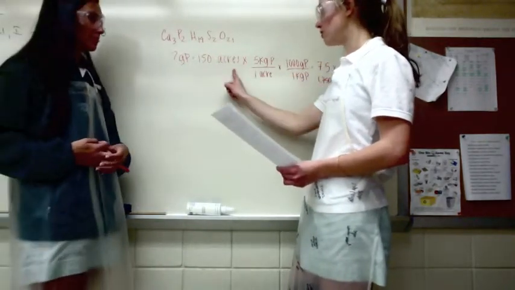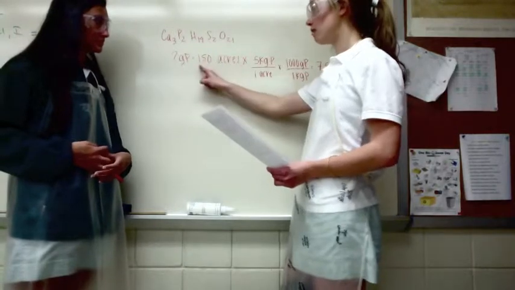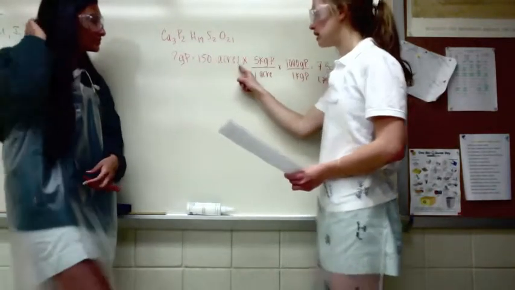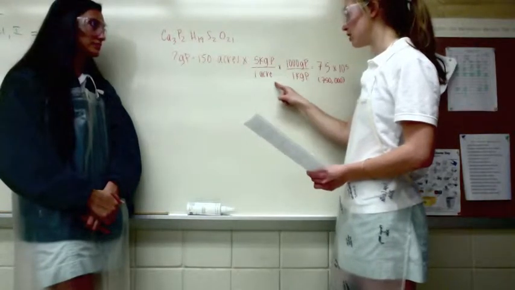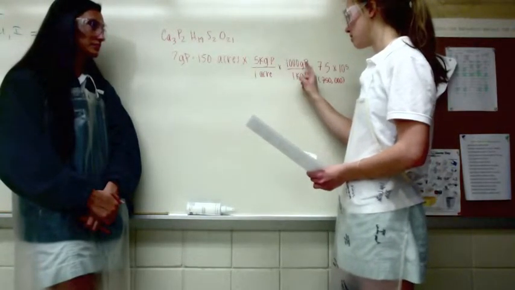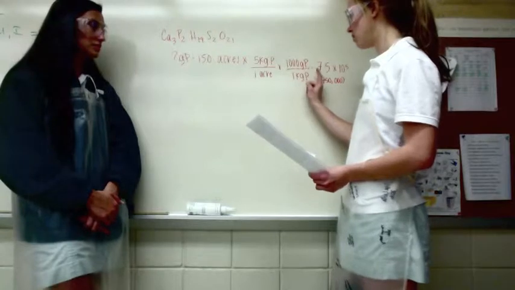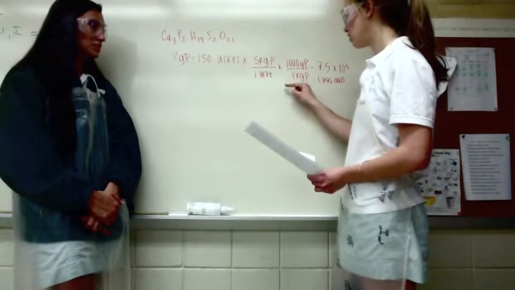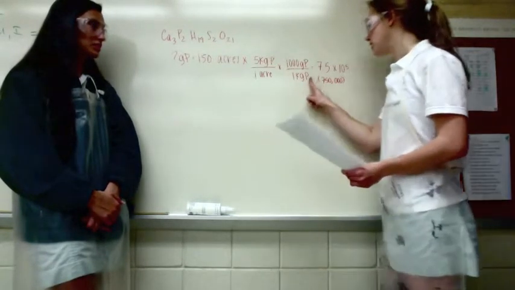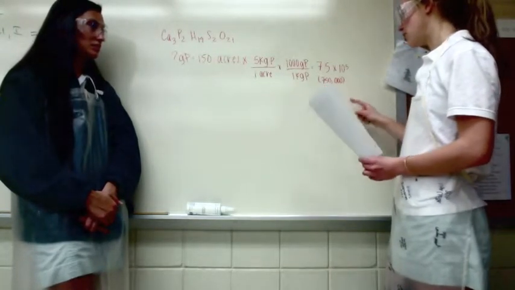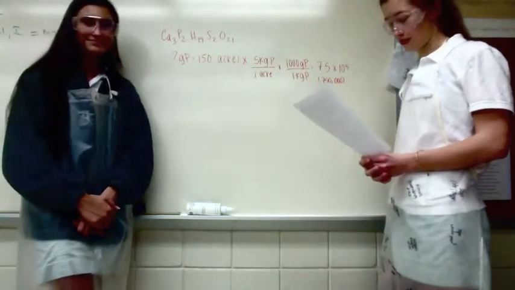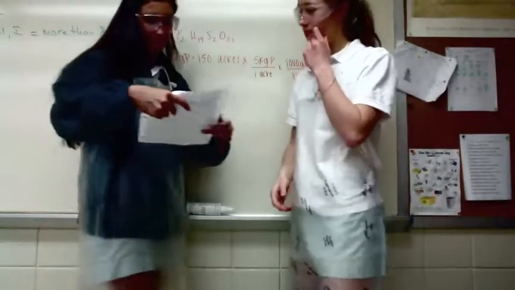So to find how many grams of phosphorus a farmer would need for 150 acres of land, you multiply 150 acres of land times the conversion factor 5 kilograms of phosphorus over 1 acre, and then multiply that by 1,000 grams of phosphorus over 1 kilogram of phosphorus to convert kilograms to grams. We end up with a total of 750,000 grams of phosphorus.